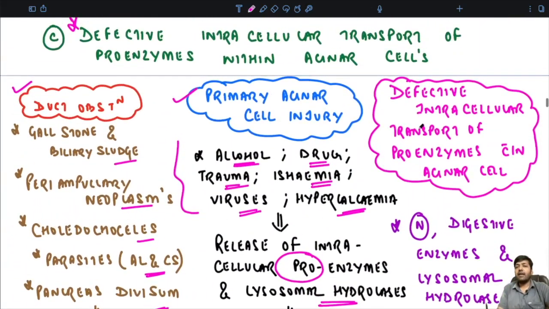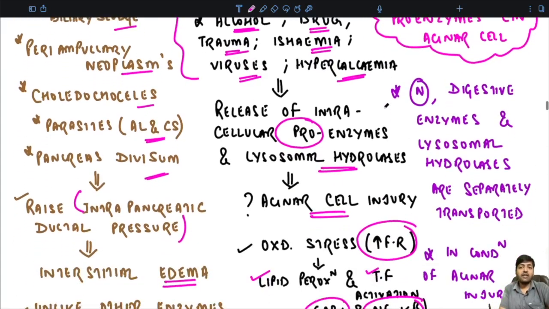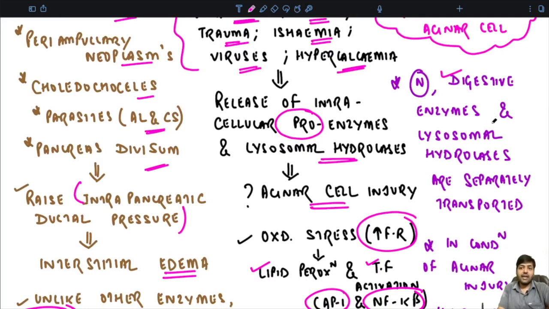The third important mechanism over here is defective intracellular transport of proenzymes within the acinar cell. Now, normally remember, the digestive enzymes and the lysosomal hydrolases are separately transported. They are not in contact with each other.